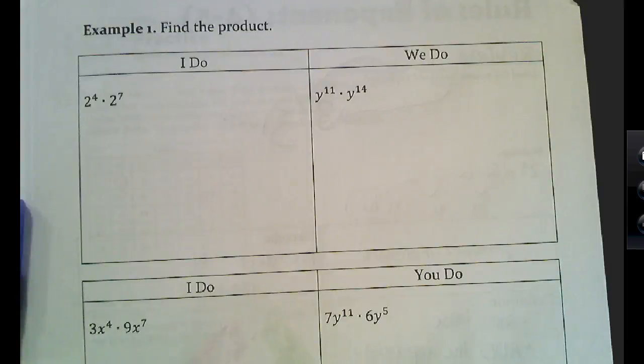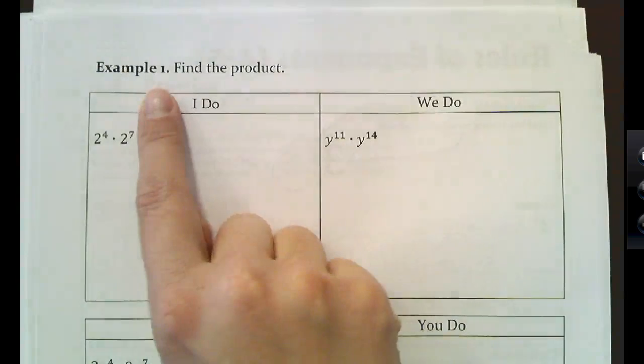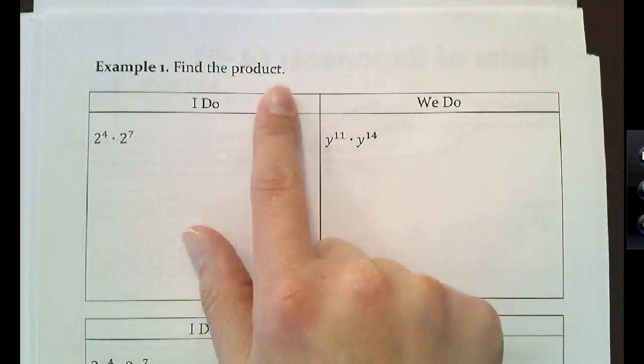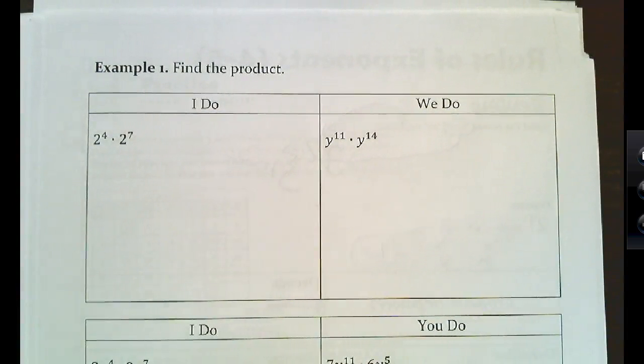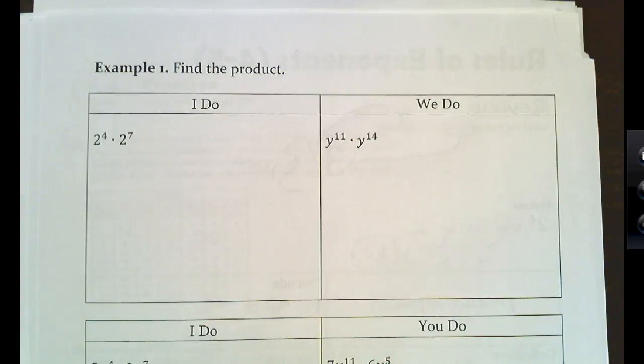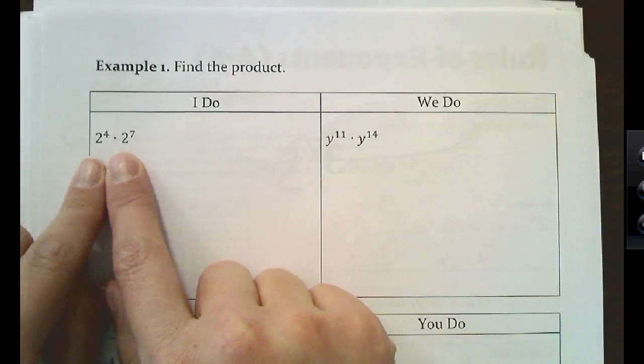All right, so we're going to keep going on our 4-5 notes. We're on example 1, and we have to find the product. We want to use our power rule. We don't actually have to multiply these. We just simply want to know, using the product of powers rule, what do I end up getting? So let's take a look at this first example.